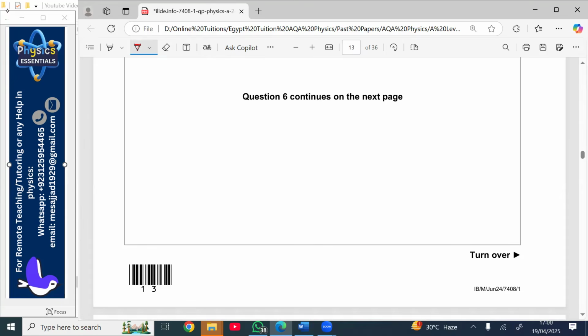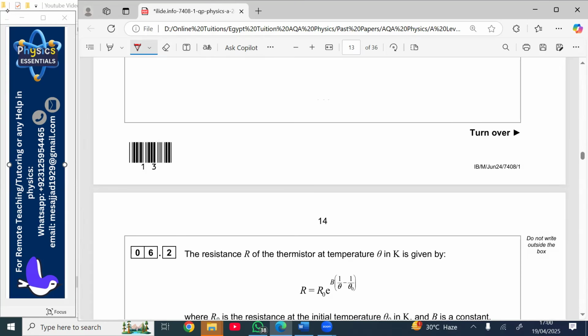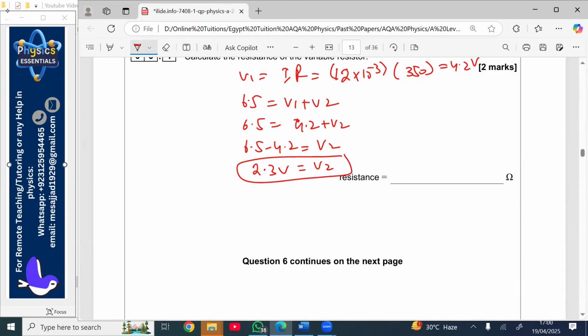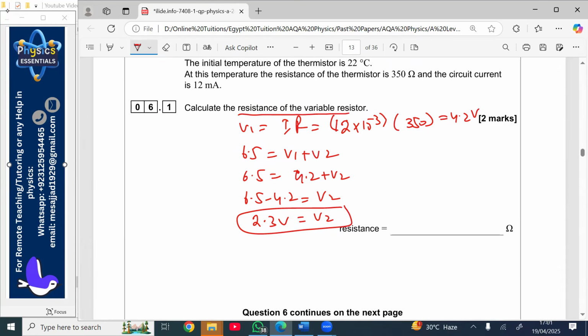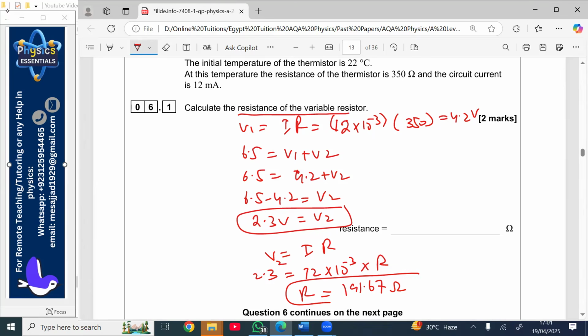Oh, not the voltage, my apology. It's actually the resistance. Once you have the voltage, which is 2.3 volts, you have to do V equals IR. So V2 is 2.3, I is 12 into 10 raised to the power minus 3, into R. So from here, R is equal to 191.67 ohms. All right.